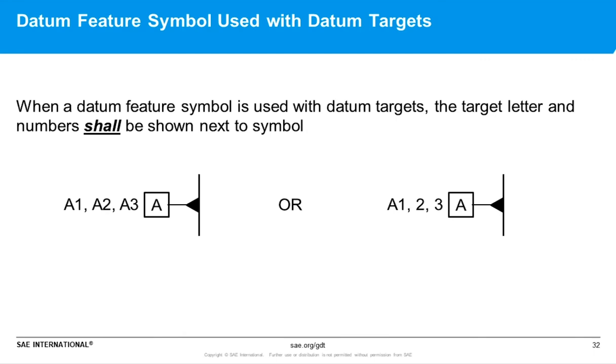Another significant difference in this standard is the use of the datum feature symbol with datum targets. In the past, if you had datum targets and also the datum feature symbol specified on the same datum feature, you could show them separately, but now they're saying, hey, if there is a datum feature that's identified and established using datum targets, those datum target letters and numbers must be specified next to the datum feature symbol wherever it's shown on the drawing. And it could look like either one of those two that we show you there.